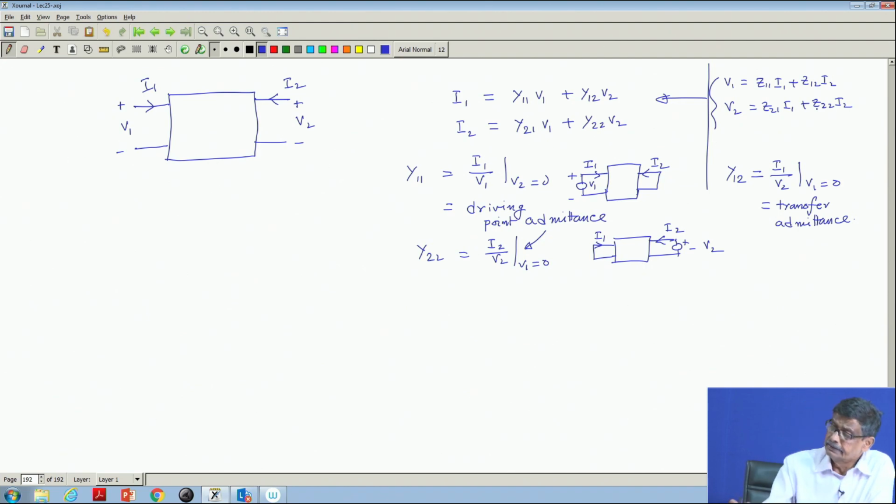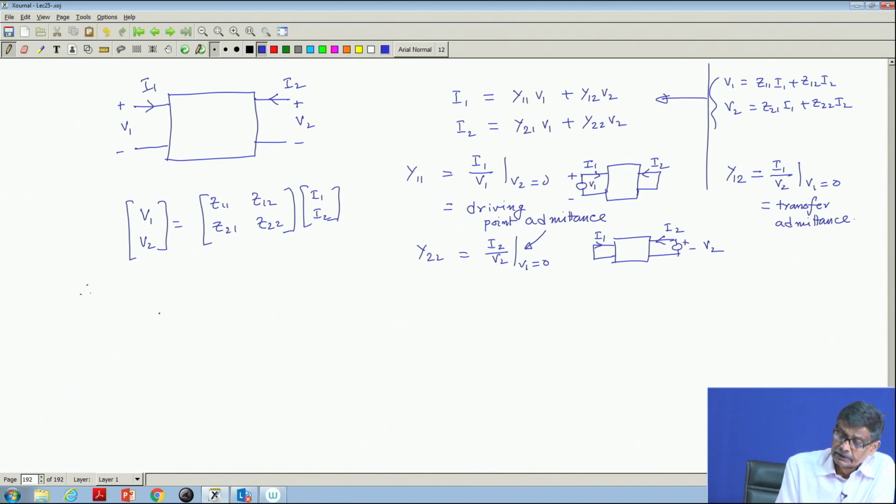But in any case, since V1, V2 is equal to this, in matrix form I can write this, the easiest way is this, with I1, I2. Therefore, I was telling you last time that you multiply with Z inverse on both sides. Z is this matrix with Z11, Z12, Z21, Z22. So, you pre-multiply with Z inverse both sides of this equation.